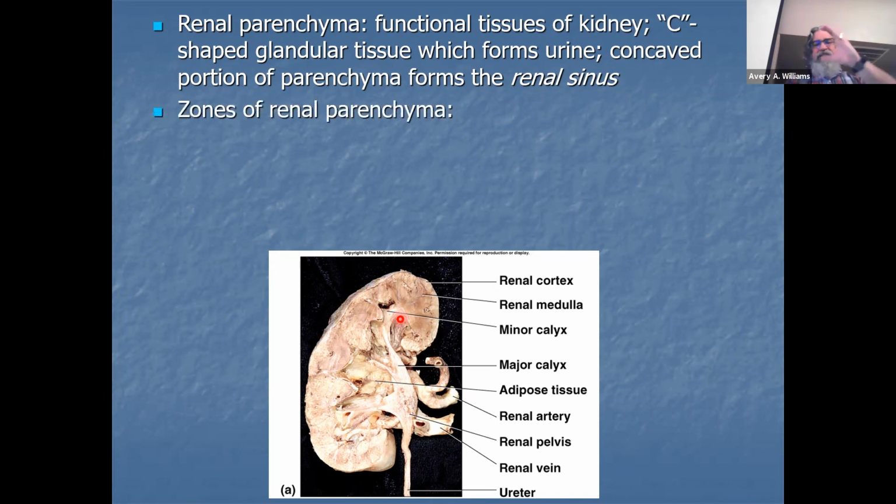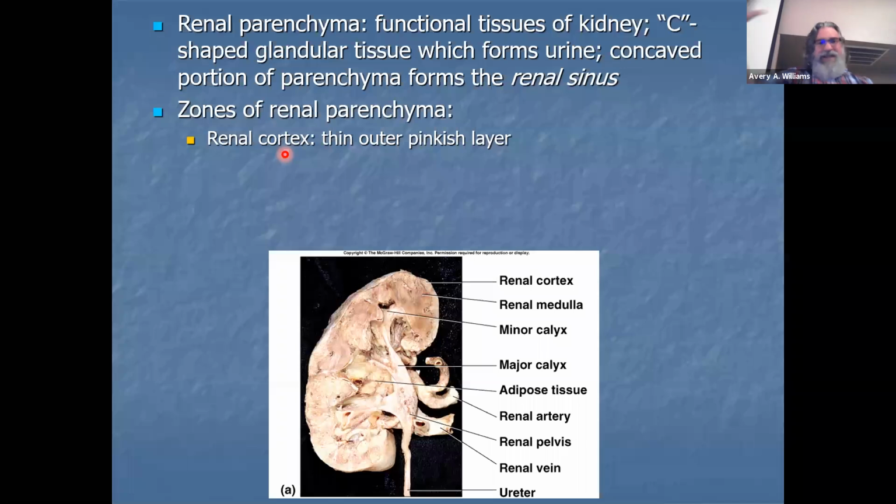The parenchyma has different portions. There's zones of it, the zones of the parenchyma. The outermost portion is called the renal cortex. The word cortex, we use that a lot in anatomy, in biology in general. It refers to a superficial or an outer layer.